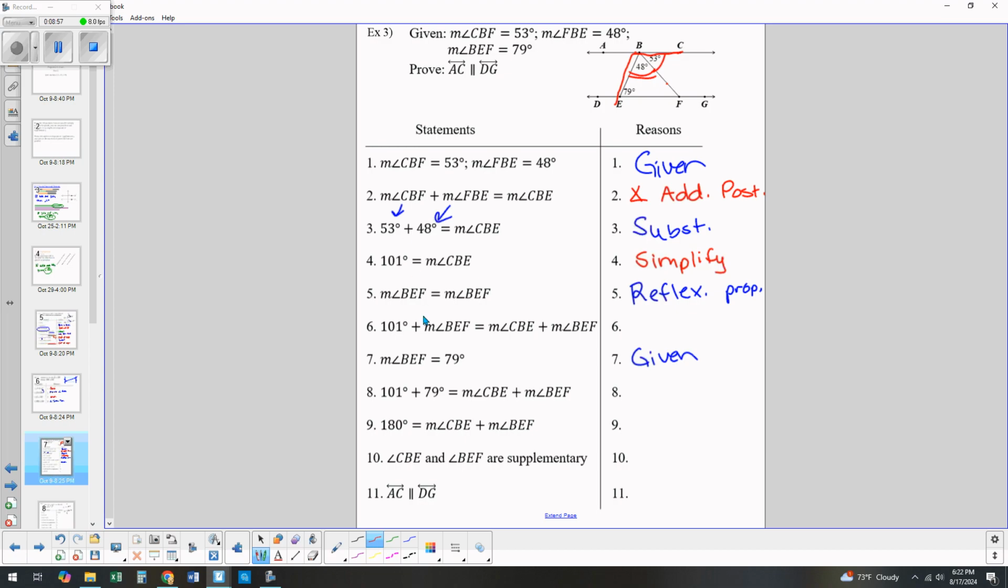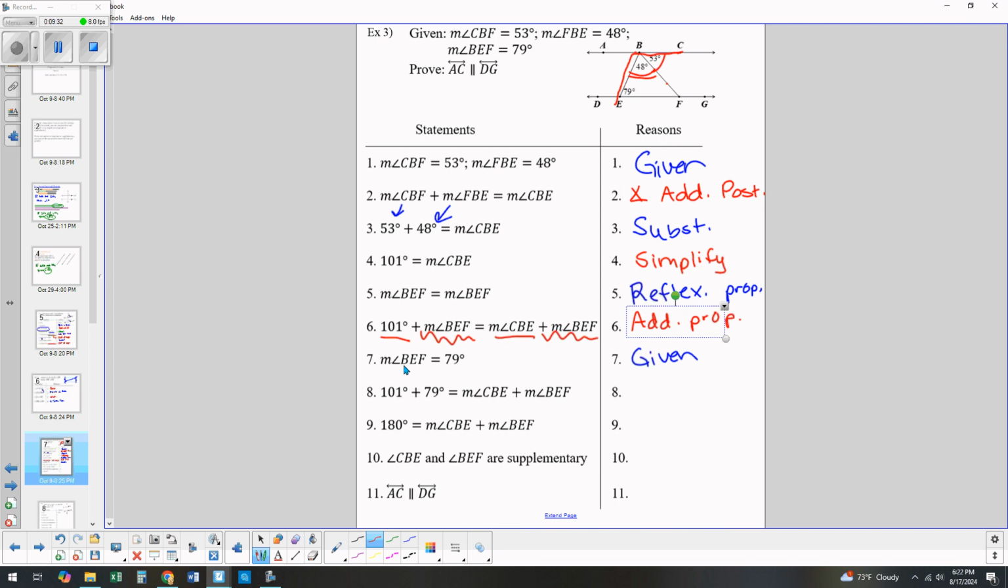All right, this one can be tricky. So I've already had an equation with a 101 in it, step 4. So the 101 is there, and the other side of the equation was CBE. Both sides now have plus the measure of angle BEF to them. So what we've done is we've added the same exact thing to both sides of a previous equation. So that is the addition property. All right, when you add the same thing to both sides of an equation, it's the addition property.